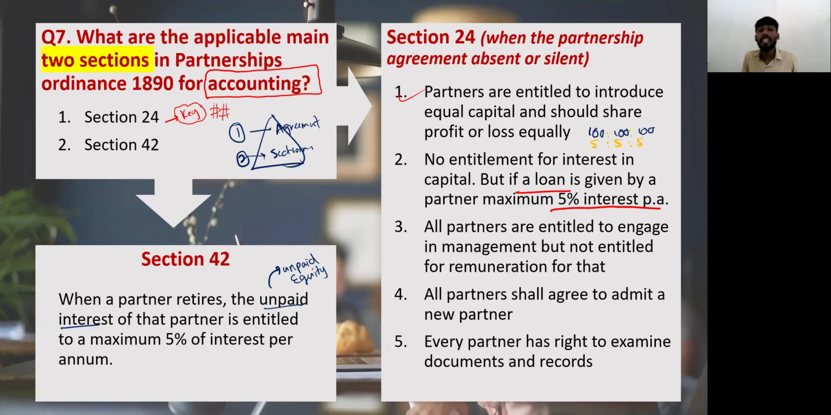But here also it is the same. If the partnership agreement says you need to pay 10% interest per annum for a loan provided by a partner, then we need to prioritize the partnership agreement. So always keep in your mind, first priority should be given to the partnership agreement. Then only we go for these two sections.